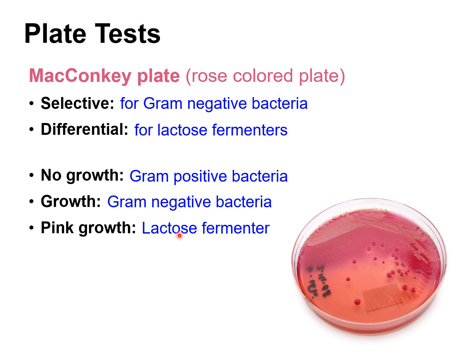Now, if you see a pink color, notice how it starts out kind of pink-rosish, but this part is even more pink. If it's even more pink than what you started off with, then that means the bacteria is a lactose fermenter. So if it is a lactose fermenter, your MacConkey plate is going to turn pink.